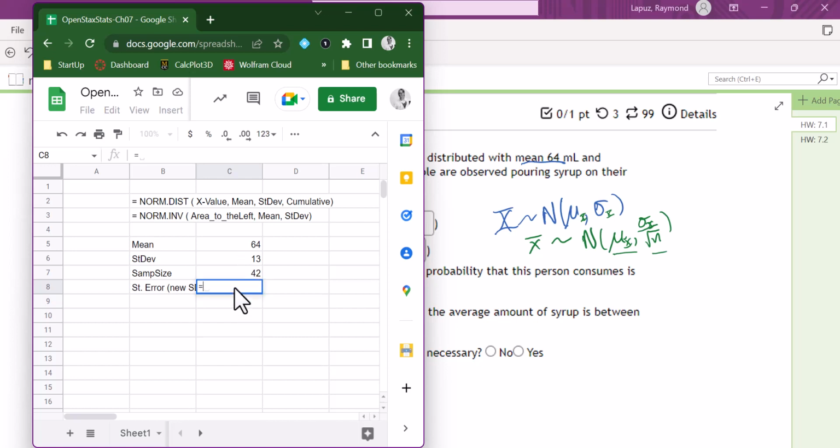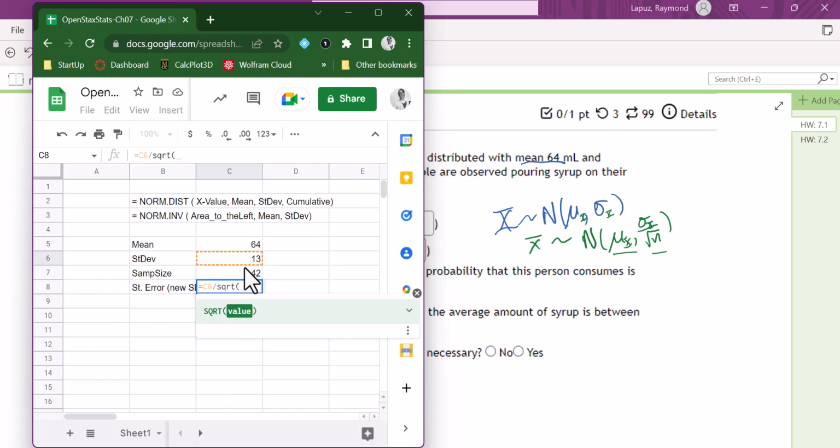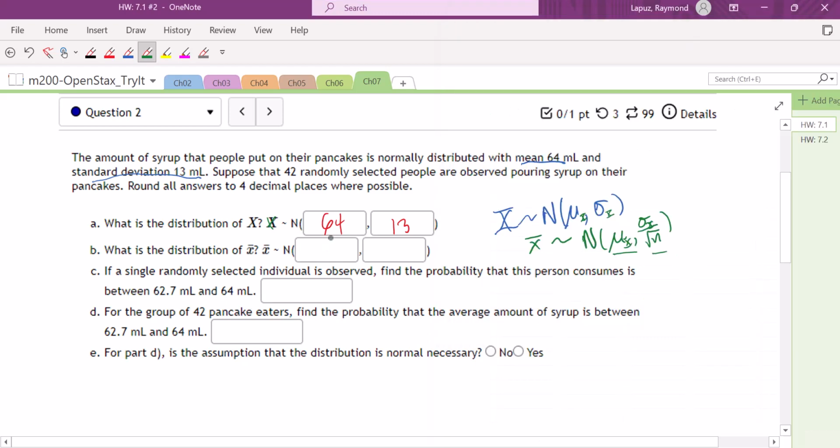So here I'll just say equals, and then since I have these values, instead of typing them in, I'm just going to click on the cell. That's a value of 13. Then I'll divide by the square root of this number, 42. And my answer is 2.0059, rounded to 4 decimal places. So the same value for the mean, and then a new value for the standard deviation for this new distribution.